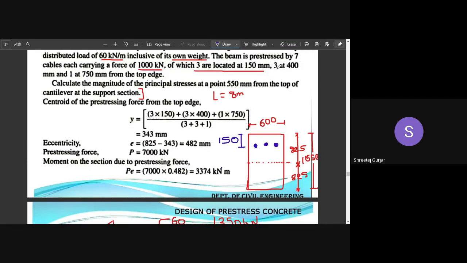What about the next? The next three are located at 400 mm from the top. So 400 mm meaning somewhere over here. This is the second set of cables, which is located at a distance of 400 mm from the top. Now one more cable is left out. It is at 750 mm from the top edge. So it is somewhere over here. Right, it is not crossing the half midway line because it is less than 825.